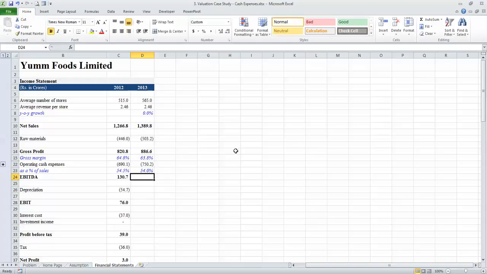The next thing for us to do is calculate Ebitda. We know Ebitda is going to be your cash operating profits. So from gross profit, let's reduce operating cash expenses to arrive at Ebitda. Now we have modeled all the cash expenses for the company, especially in this case where it was not very complicated to do.